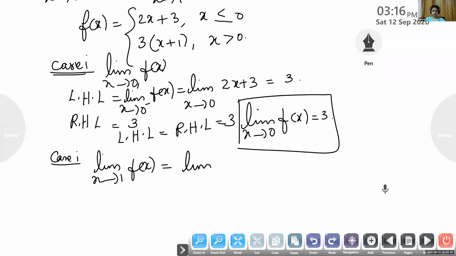Very good. So we are taking the function. Only one function is defined when x is approaching 1, so we can directly take the function. Here there is no need to take left hand limit and right hand limit. Is it clear? So when you put x as 1, what will you get? 3 into 1 plus 1. So the answer is 6. Is it clear, children?